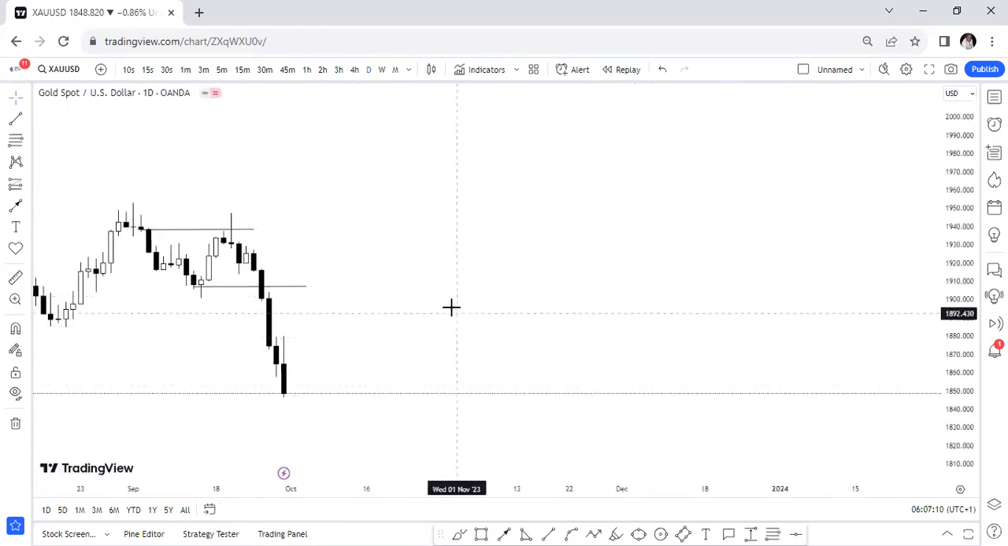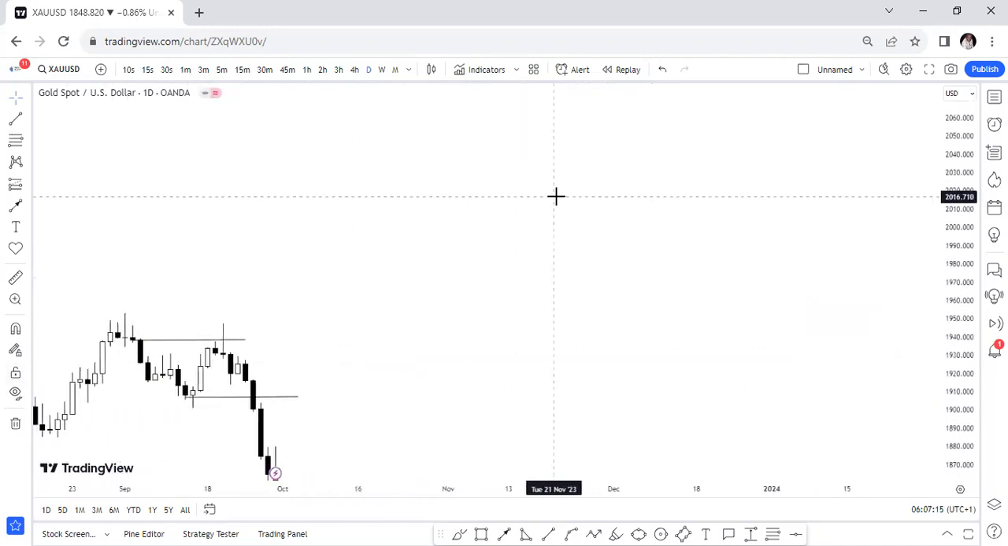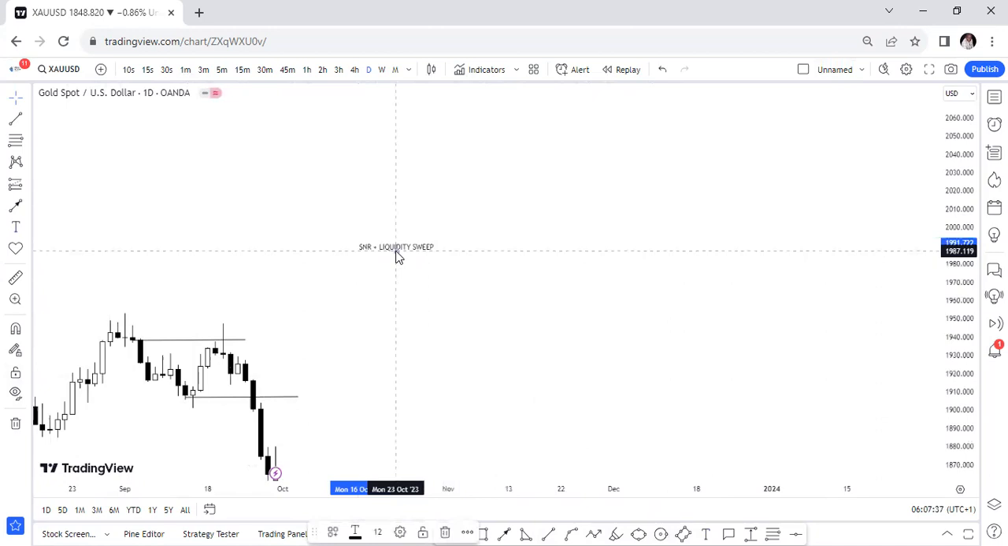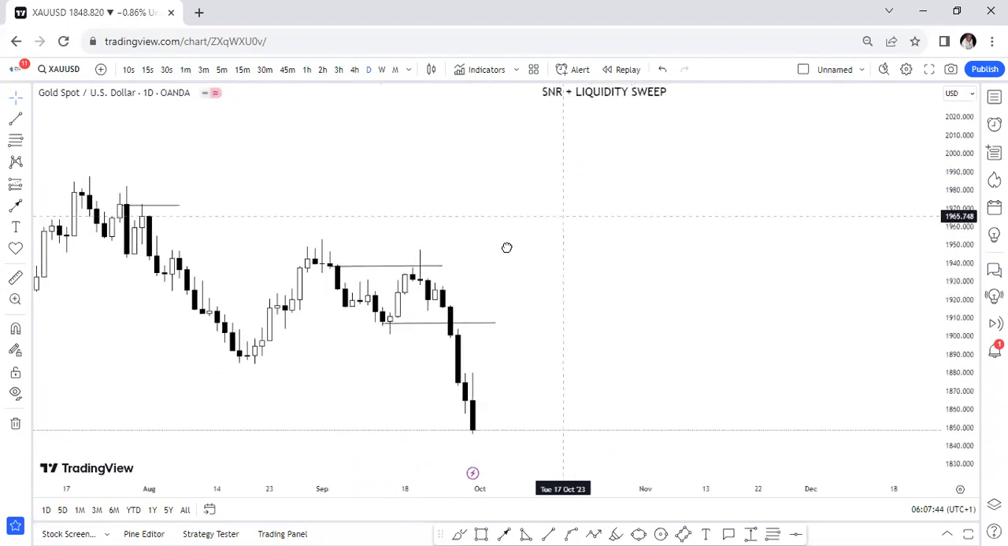But that is SNR and miss. Next, SNR plus liquidity sweep. This is a fantastic one, got it from SMC. Liquidity sweep. What is a liquidity sweep?